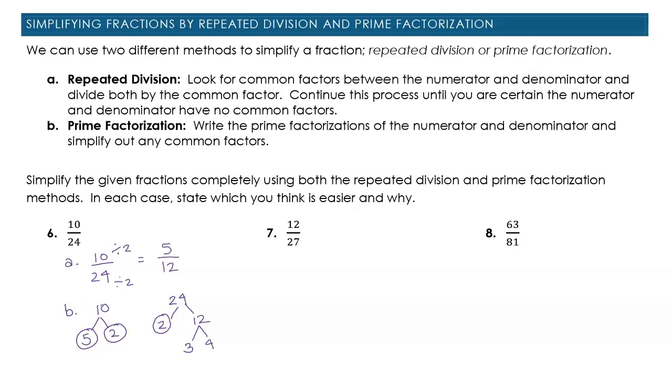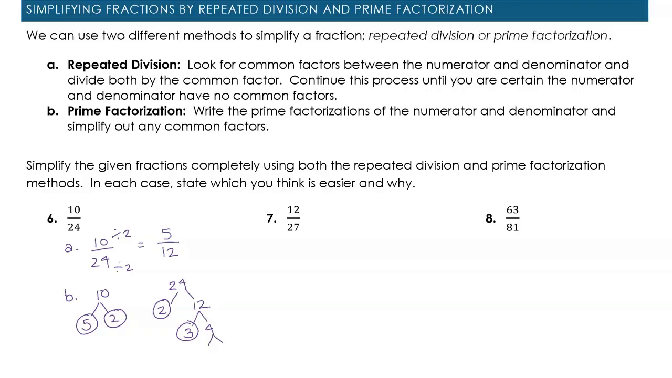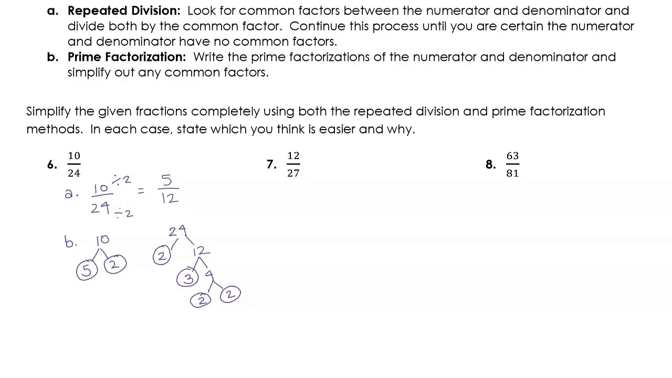Now 3 is a prime number, so I'm going to circle that one, but 4 is not. 4 is a product of 2 times 2. So now I have the factors for both of these numbers. I'm going to rewrite my fraction of 10/24 in terms of their prime factors. So 10 is going to be 5 times 2, and 24 is going to be 2 times 3 times 2 times 2. I'm just writing down all those numbers that I circled.